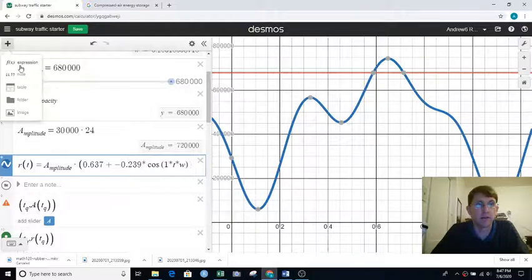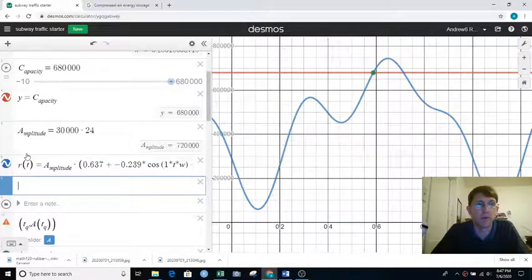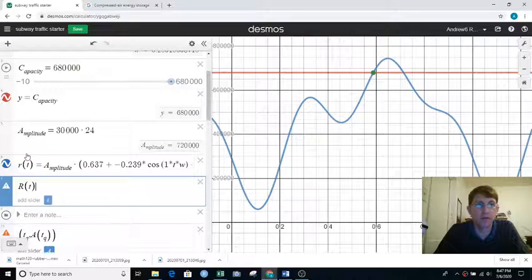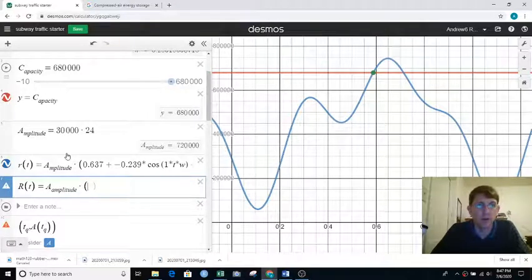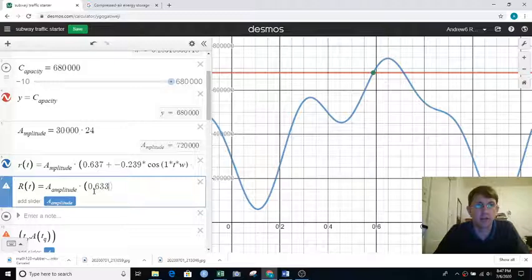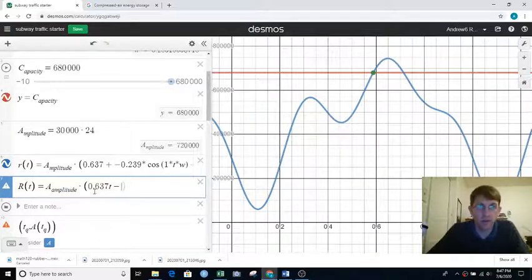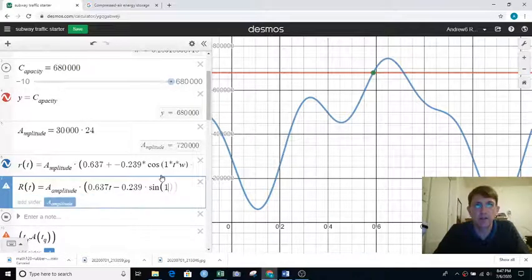Let's insert a new expression here. So my antiderivative of the rate function would be the same amplitude times what's the antiderivative of this? It would be 0.637 t. And then what's the antiderivative of this thing? Well, I'll copy the constant multiplier. Antiderivative of cosine is sine, 1 times t times my frequency multiplier.